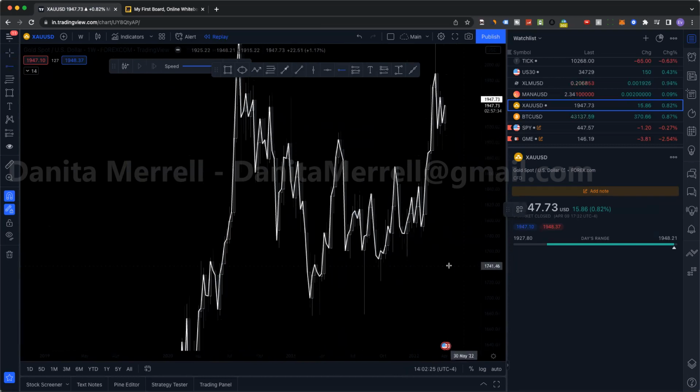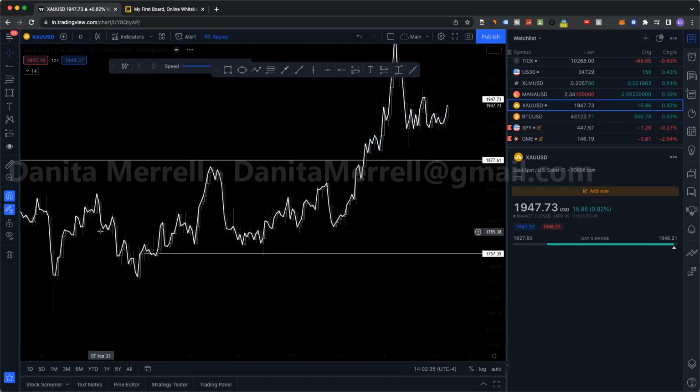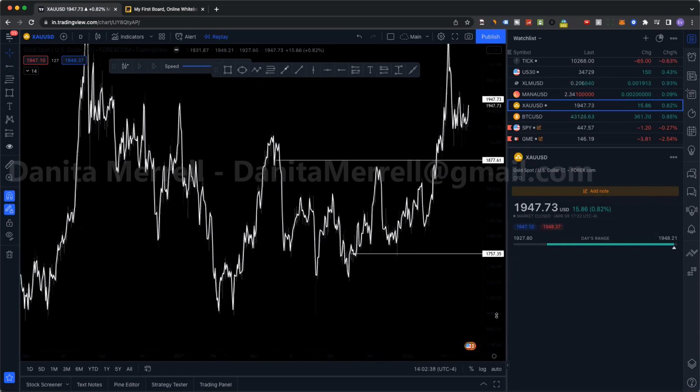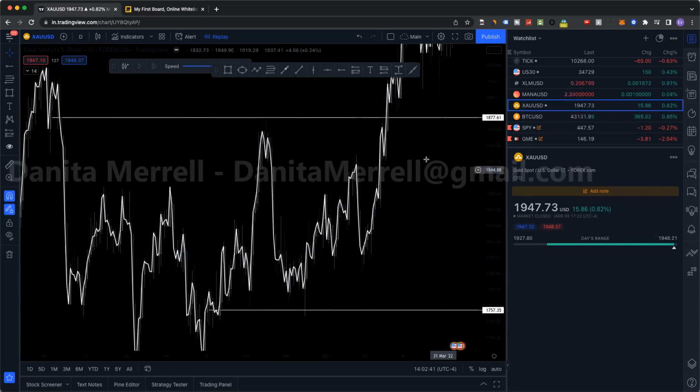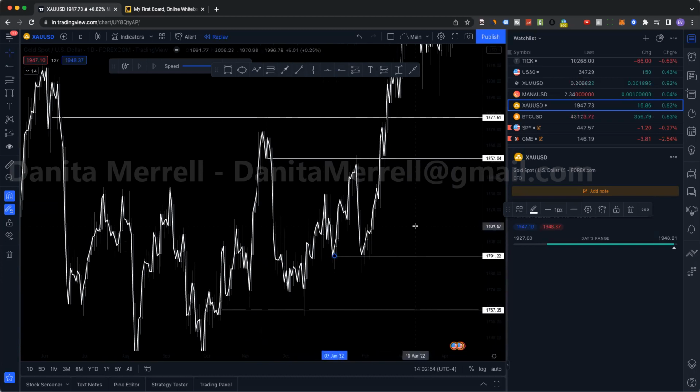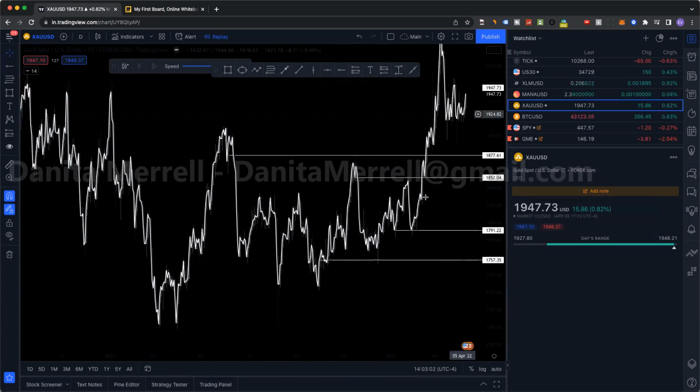So let's look at this again. Weekly support, weekly resistance. Okay, why did price drop from here? Daily resistance to find daily support. Storyline is now complete, but we know the overall direction at this point in time was that monthly level.